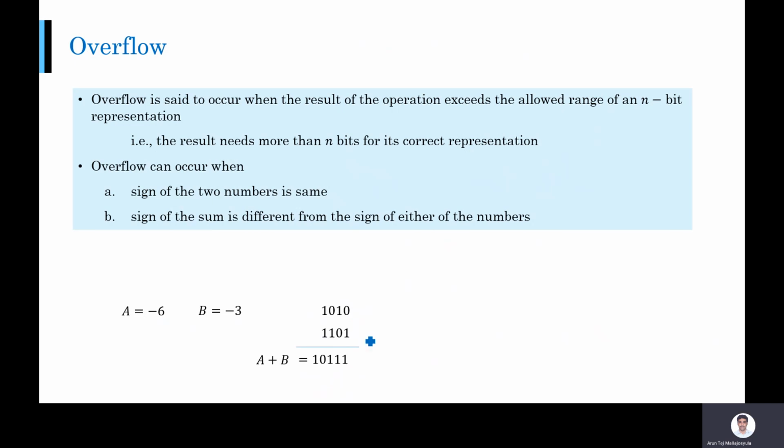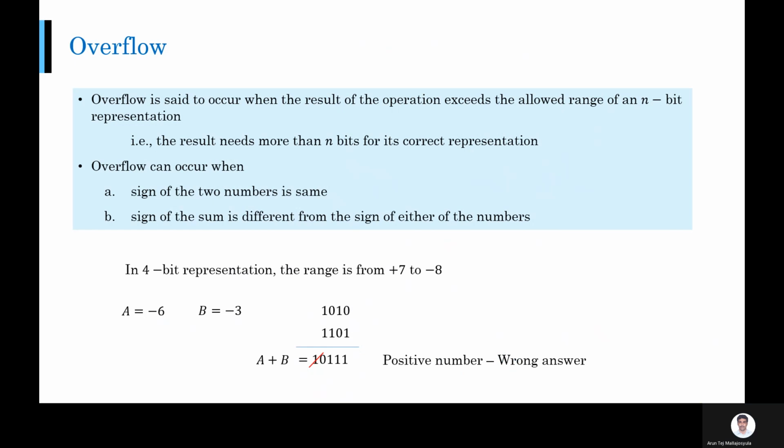So you have a 4-bit representation. When you are doing this addition, what are you getting? You are getting 0, 1, 1, 1, which is a positive number, right? So again, you are getting a wrong answer. So this is another case where you are getting an overflow.